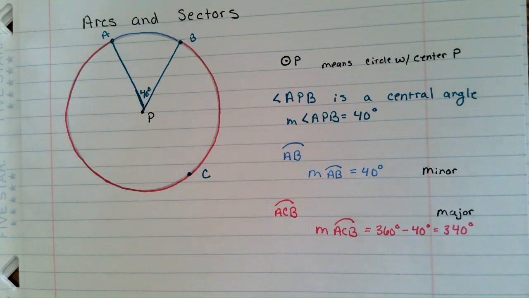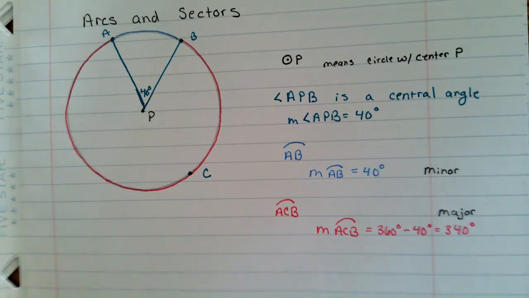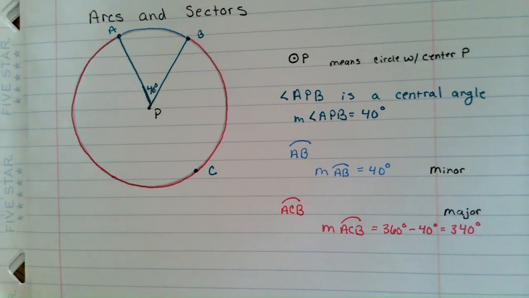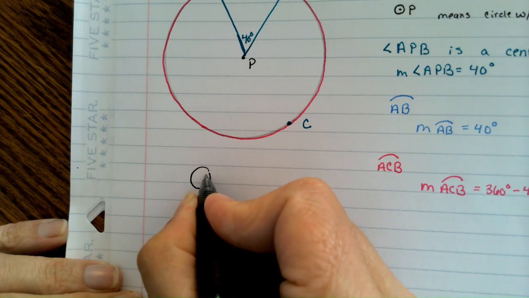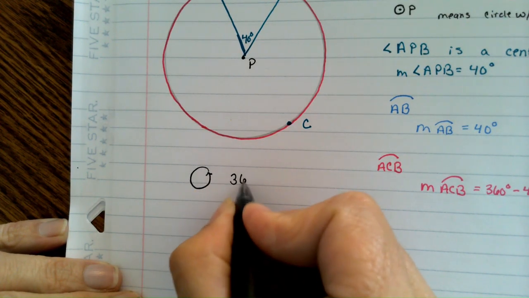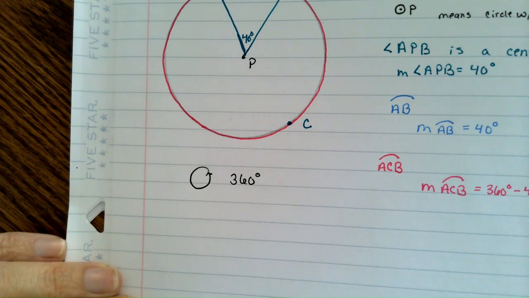Now, all this information changes if you don't have a central angle. Again, this information is just for central angles. Okay, we will measure them in degrees. And remember, a full circle is 360 degrees. So that's very important to know.